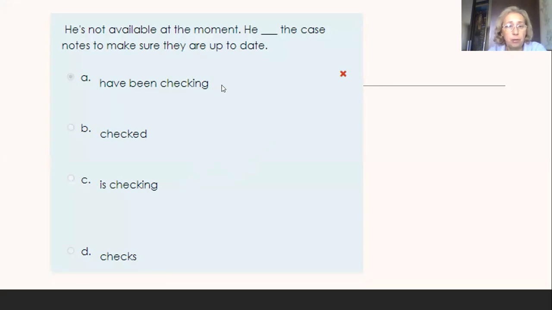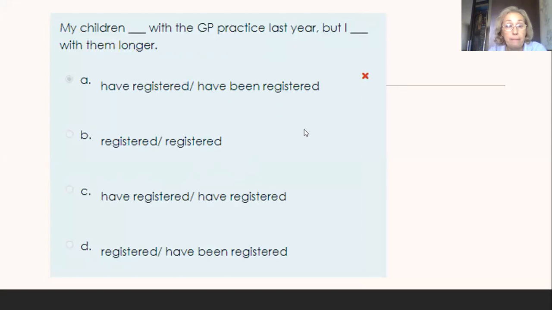He hasn't finished doing this. We can't use have been checking. So he's still doing this at the moment. Well, the next sentence. My children with the general practitioner practice last year, but I with them longer.